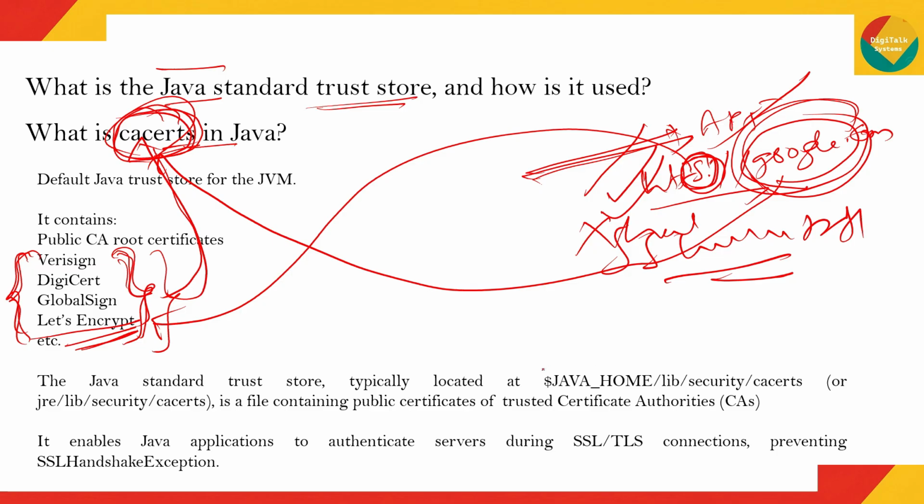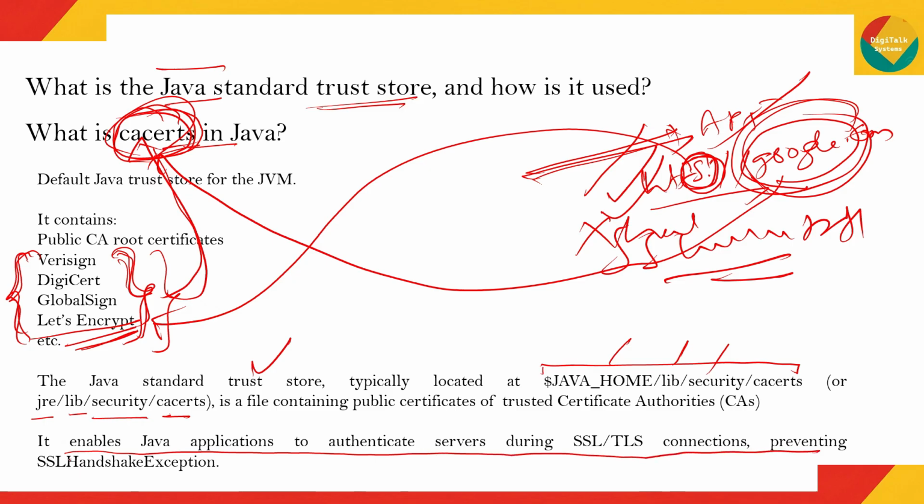The default location depends: if you are using the JDK, the location is JAVA_HOME/lib/security, and if you are using the JRE, not the JDK, then it is JRE/lib/security, and the file is cacerts. This is the default location. It enables Java applications to authenticate servers using SSL/TLS connections, preventing SSL handshake errors. So this is the default trust store for your JDK, or trust store for your JVM.